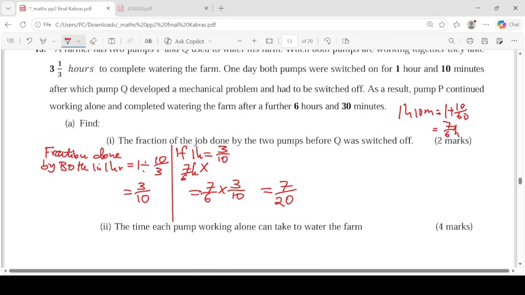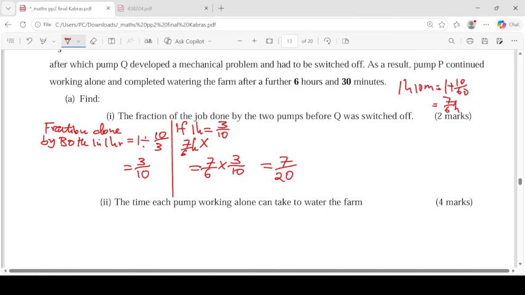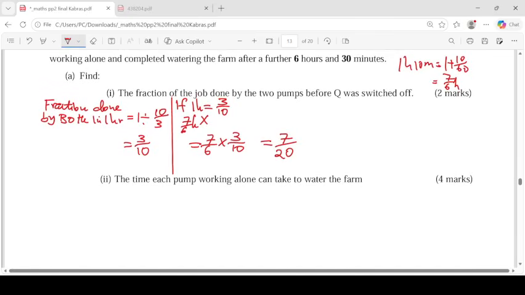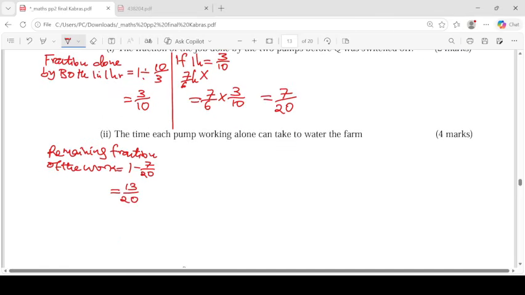Roman 2, the time each pump working alone can take to complete the work. So if they did 7/20 of the work, let's get the remaining fraction of the work. This is given by 1 minus 7/20, which gives you 13/20. 13/20 is the remaining work.